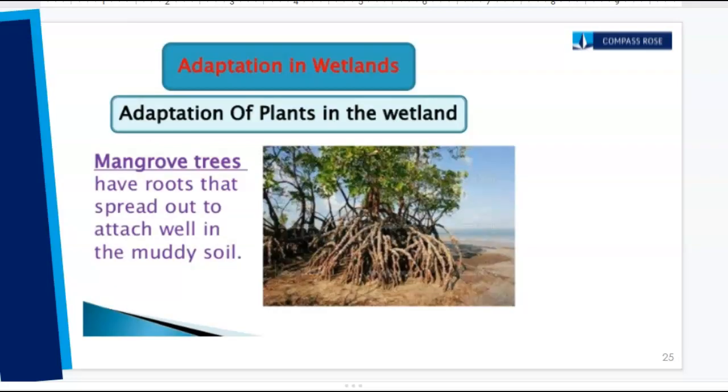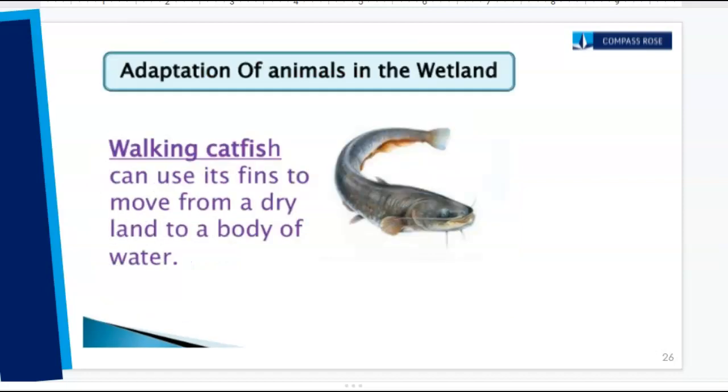Another one of our ecosystems or biomes is, right, our wetlands, and we can see here what is called a mangrove tree, and the roots grow above the ground and spread out in order to get the water from the muddy soil. And there is also a crazy looking fish, which is a walking catfish. And this one can actually come out of the water and walk on dry land with its fins. And I will be placing a video so you guys can see how cool this looks as well.